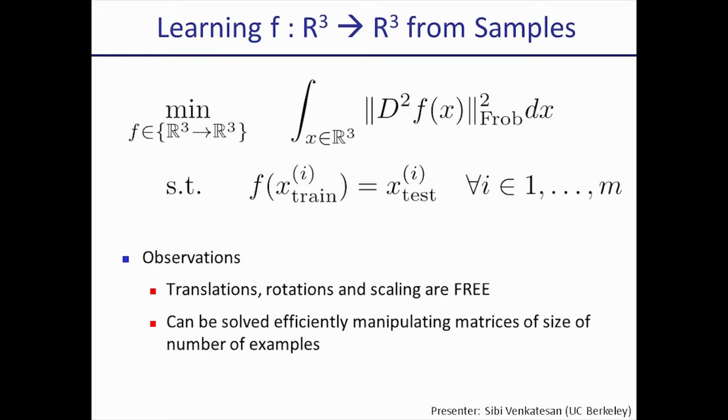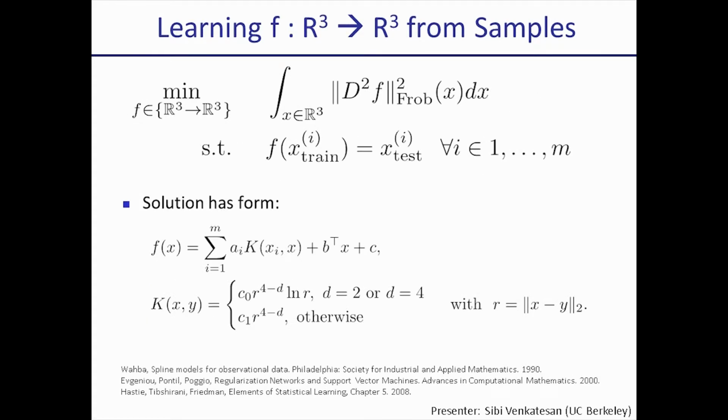Now we notice a few things here. If that objective goes to 0, we're left with an affine function. This means translations, rotations, and scalings can be encoded for free. Secondly, as we'll see in just a moment, even though we're searching through an infinite set of functions, we can solve this efficiently by just some matrix manipulation. This formulation has an optimal solution corresponding to the thin plate spline model. This has been explored in many areas of computer science, particularly computer vision and graphics.